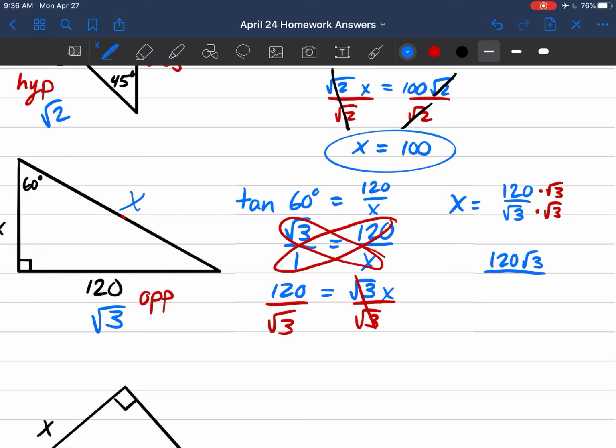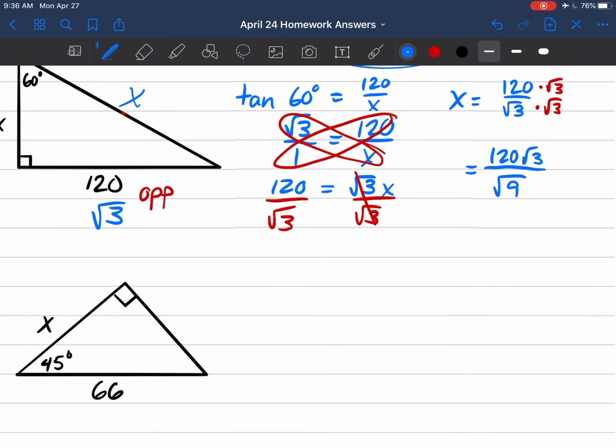On the bottom, square root of 3 times square root of 3 is going to be square root of 9. Then you simplify that from here. So square root of 9 on the bottom, you can do that. It's going to be 120 square root of 3. And the square root of 9 on the bottom is just going to be regular 3 without the root.